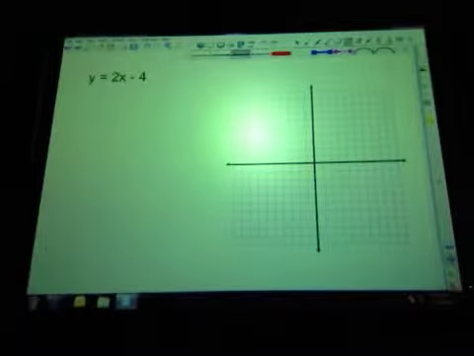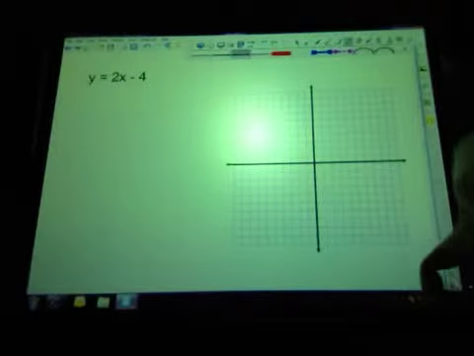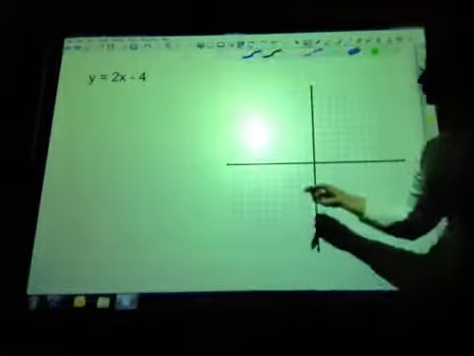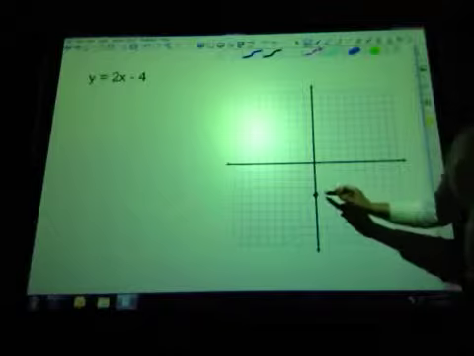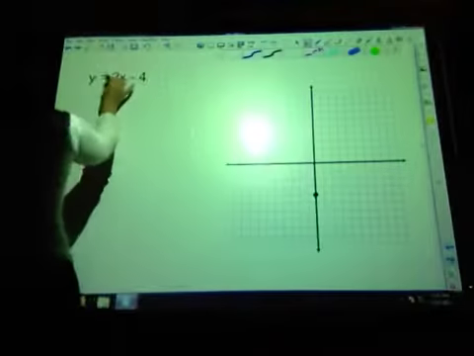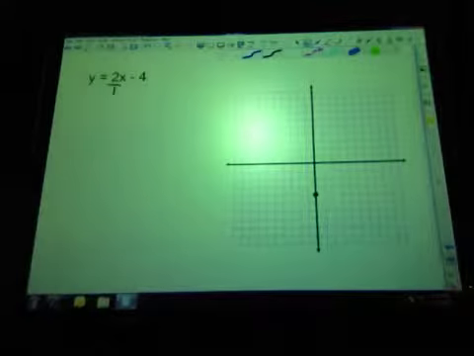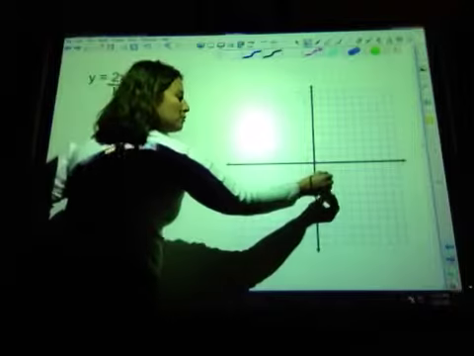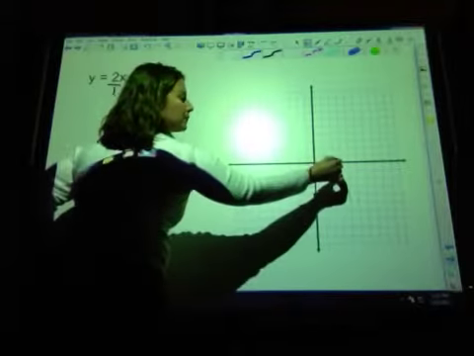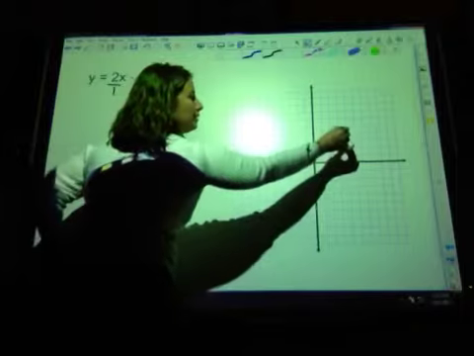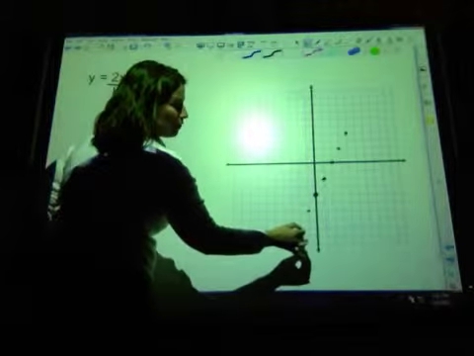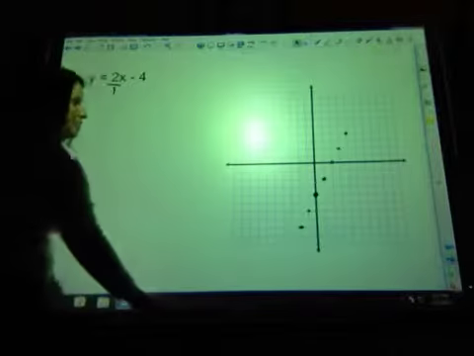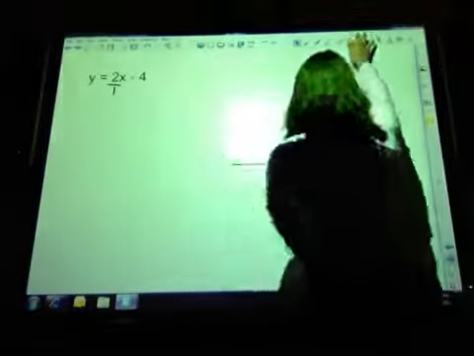So if I have the equation y equals 2x minus 4, and I graph this one, the y-intercept is -4, so you go down 4, put your dot. The slope is 2, or we have to make that into a fraction, so 2 over 1. So up 2 over 1. Any line that has the slope of 2 over 1 will be parallel with this line I just created.